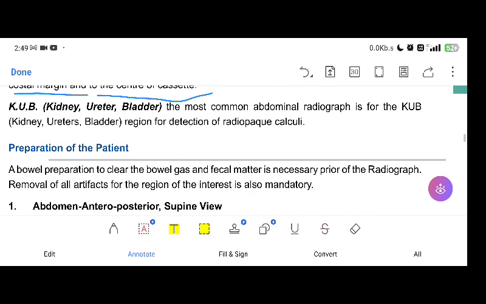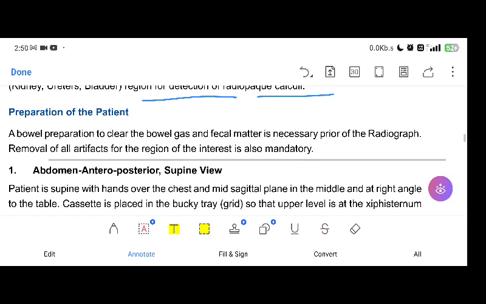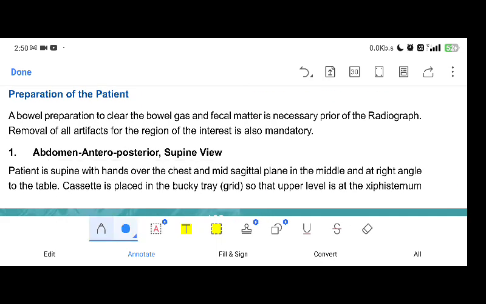KUB, kidney ureter bladder, is the most common abdominal radiograph. The reason for it is the detection of radiopaque calculi. Preparation of the patient: bowel preparation to clear the bowel gas and fecal matter is necessary prior to the radiograph, and removal of all artifacts from the region of interest is also mandatory.